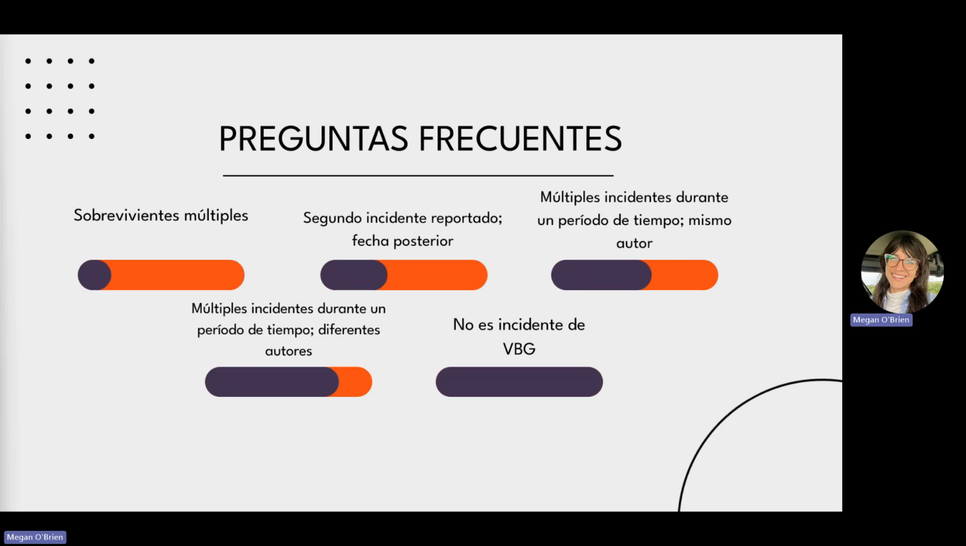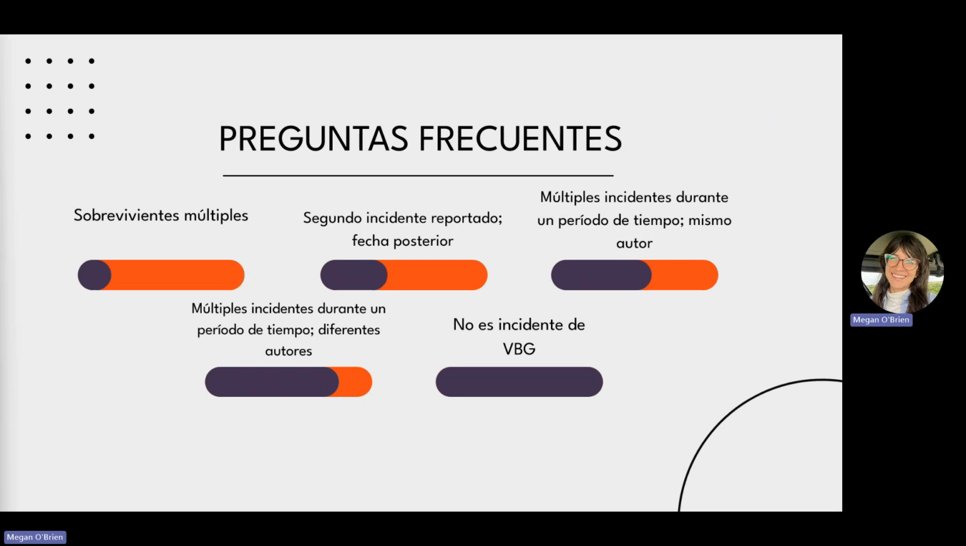You would use one intake form if multiple incidents of GBV are perpetrated over a period of time as part of the same event. In that case, you would use the most recent violence for classification purposes. For example, a survivor may have been kidnapped for 3 days and over these 3 days experienced multiple incidents of violence. You would use the most recent incident that they're reporting, that they're seeking services for, to classify that incident.